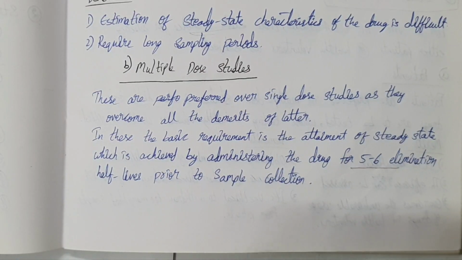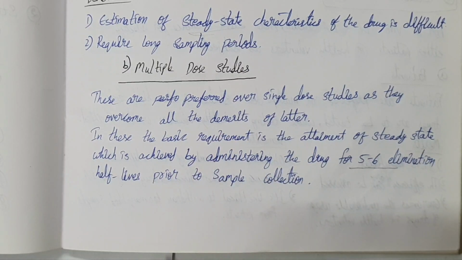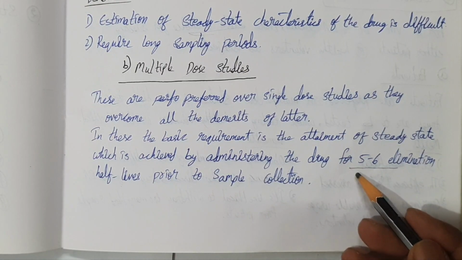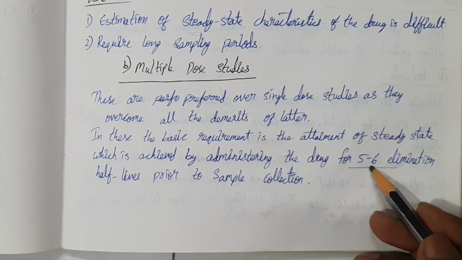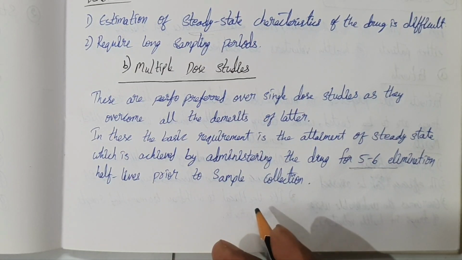Now let's talk about multiple dose studies. These are preferred when the drug is taken regularly. Whenever you need to study the steady state behavior, these studies come in. The key here is to achieve steady state, usually by giving the drug for 5 to 6 elimination half-lives before sampling.